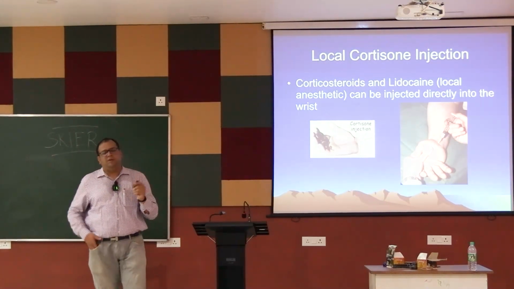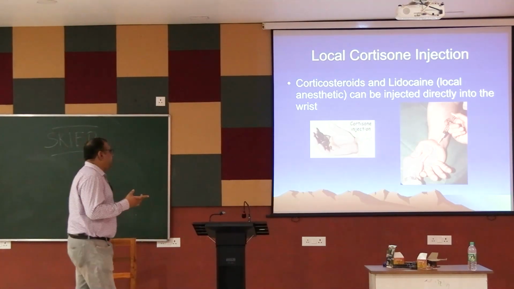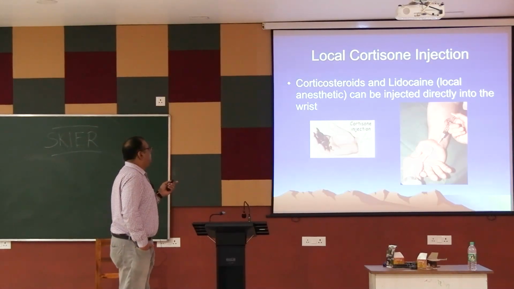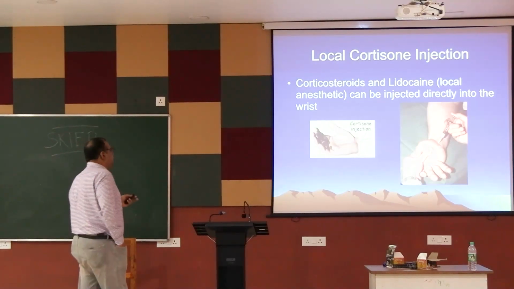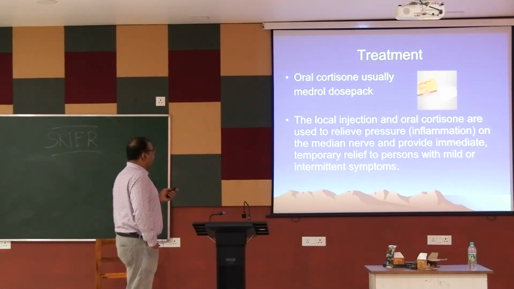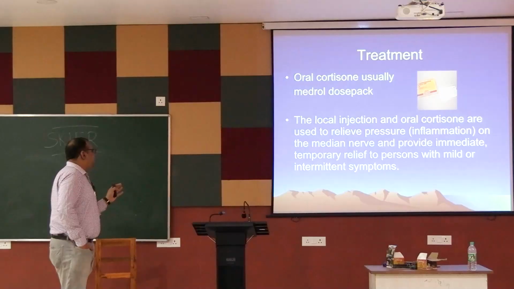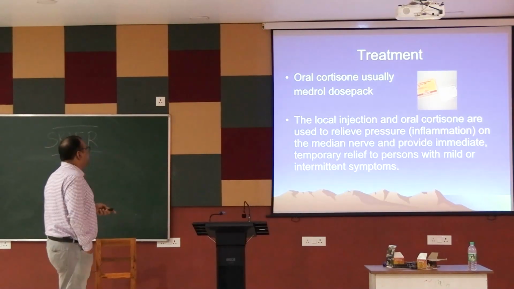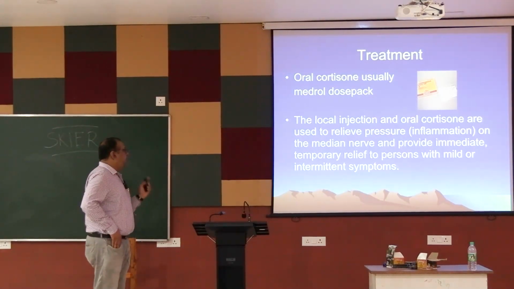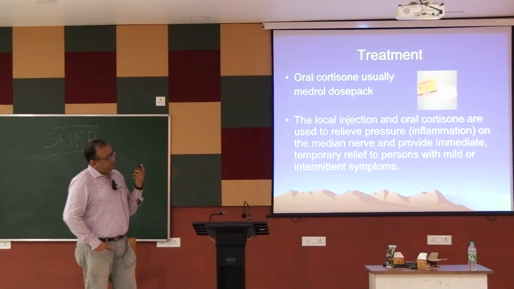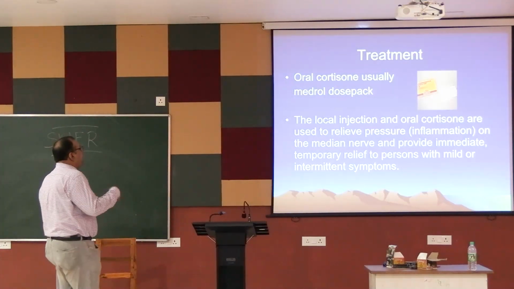Next step of management: first of all, you tried conservative management for 3 months and the patient's symptoms have not reduced. What do you do? Next step of management is local cortisone injection. Corticosteroids and lidocaine injected locally into that area cause a reduction in the symptoms. Oral steroids are usually not given; a local steroid is preferred over oral steroids because side effects are more with oral steroids. We prefer a local injection to relieve the pressure and inflammation on the median nerve. It will provide immediate relief to the patient. The patient will say, thank you, I am having fewer symptoms, but it may recur again.